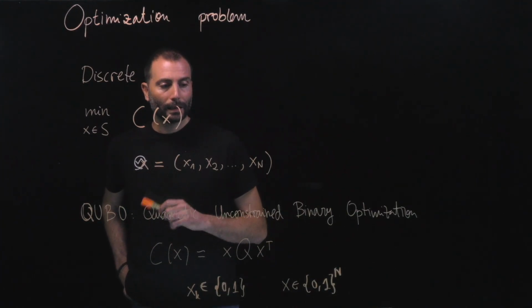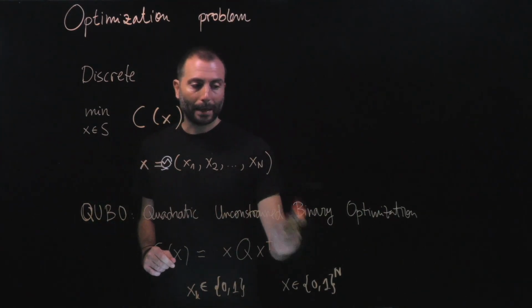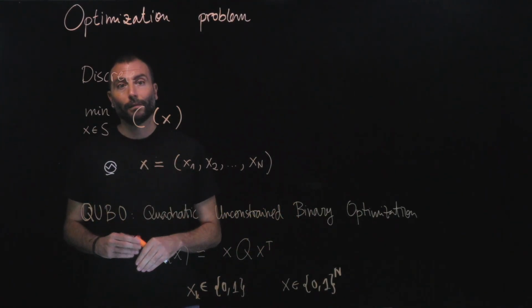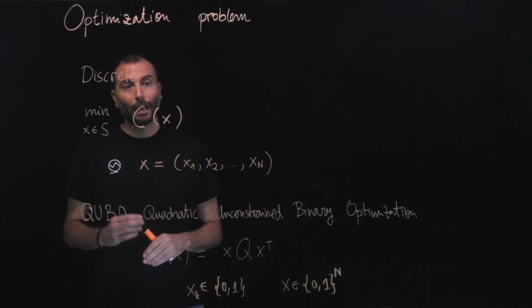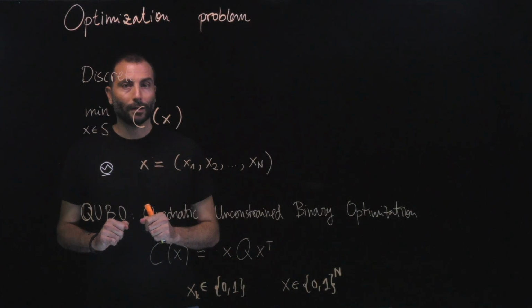So let's start by relaxing the binary condition. What do we do if we have a discrete optimization problem in which the variables are not bits but integers? Let's answer this question.